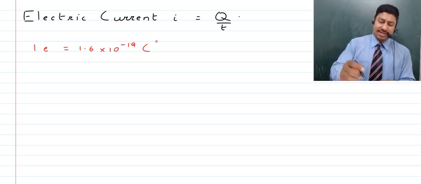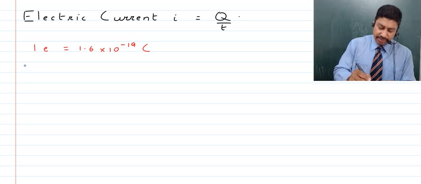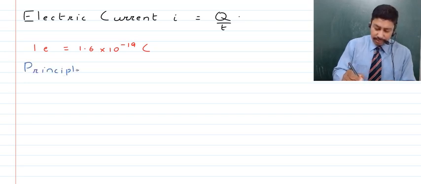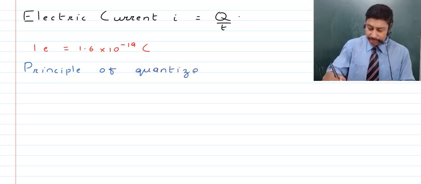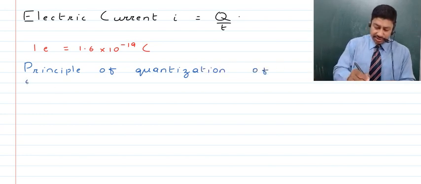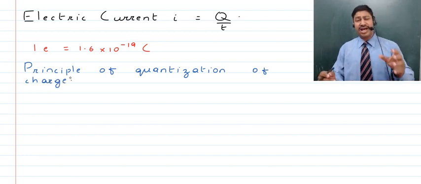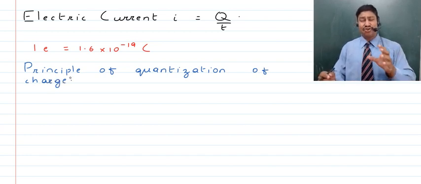What is this known as? This is known as the principle of quantization of charge. This principle tells you that the smallest amount of charge which is possible is the charge of an electron, that is 1.6 into 10 raised to the power minus 19 coulomb.